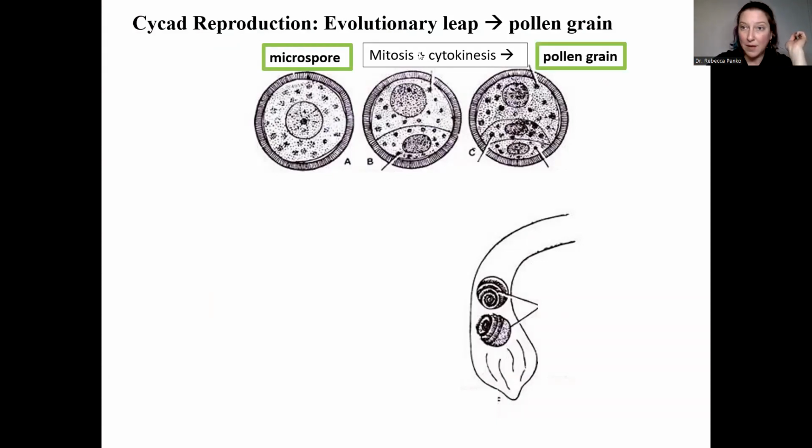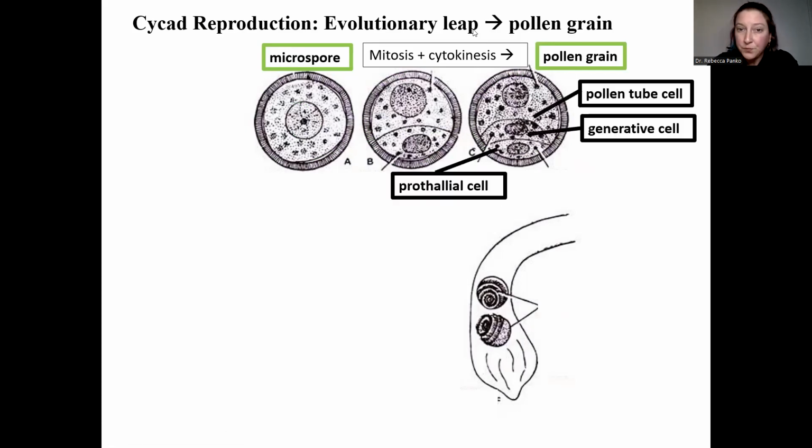And the result will be pollen grain. So you could see here, the microspore is just a single cell with a nucleus inside, right? After it undergoes mitosis and cytokinesis, now it's technically two cells. So you got this cell here and this cell here. And when it's finished going through these mitotic divisions, this is what you'll end up with, which is technically 3 cells. But 2 of the cells are inside of one of the cells.